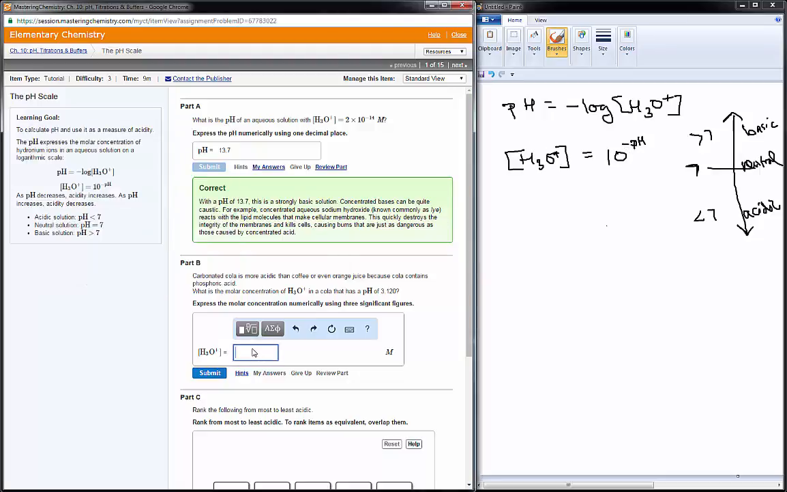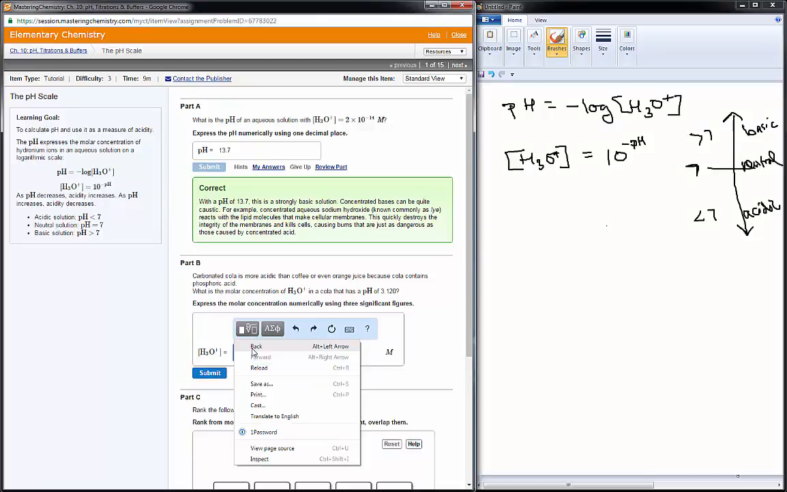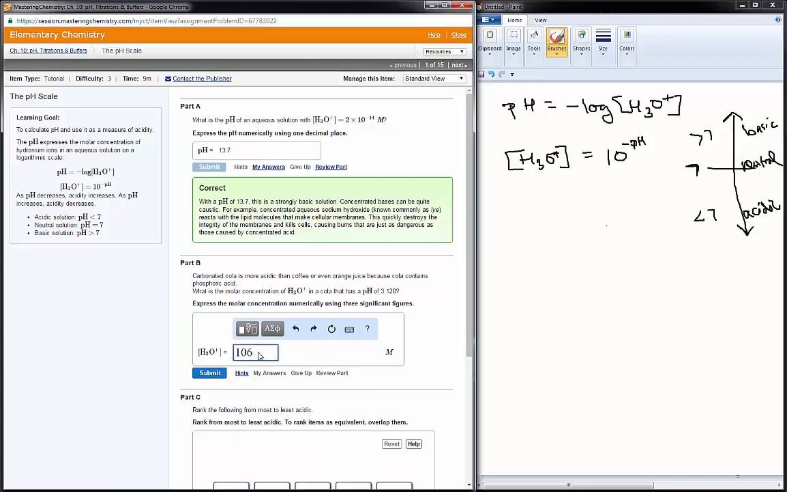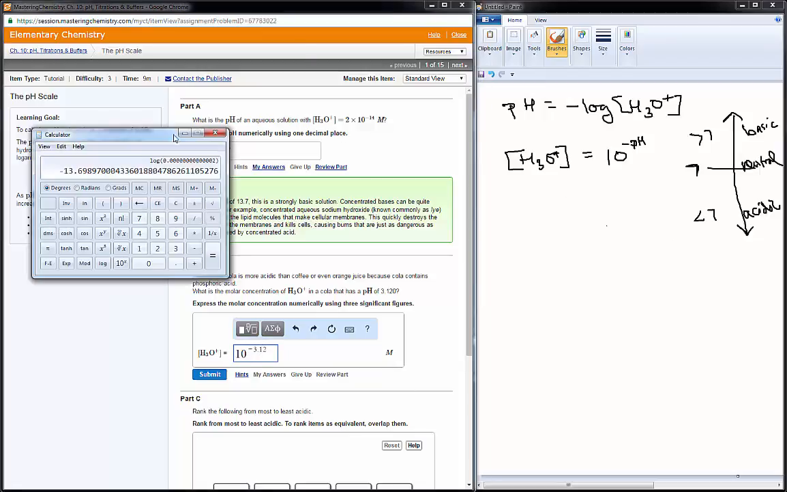But I can't just put 10 raised to the negative 3.120. I can't just put that in because that's a nonsensical answer. We only use scientific notation if these are whole numbers. So I actually have to convert that to a regular whole number scientific notation here. And your calculator, again, is going to be different than mine. Yours might have a little hat or an x to the y button.